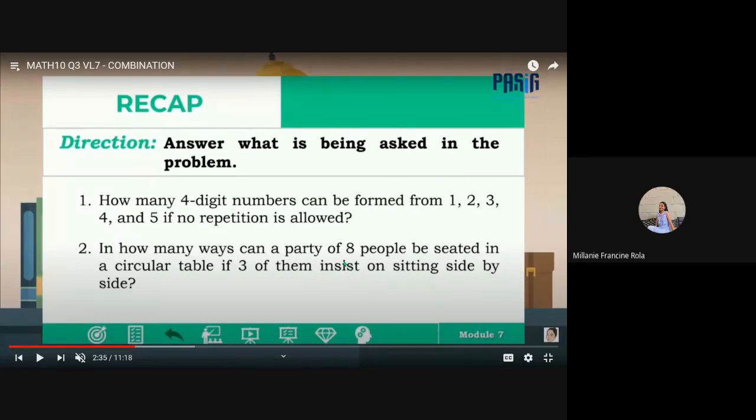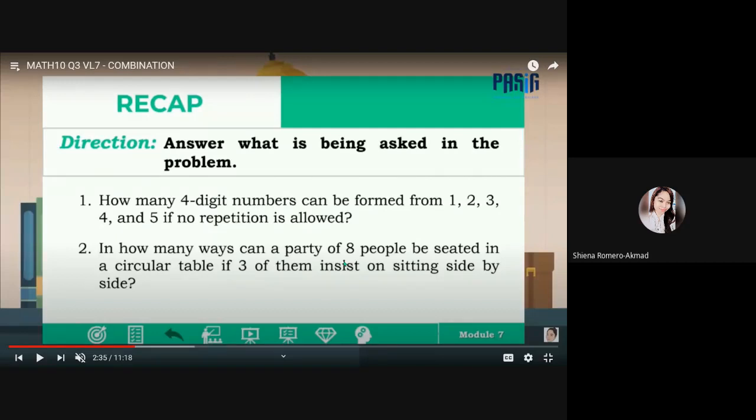Pagtatabihin-tabihin. O, anong gagawin natin dun sa tatlo kung pagtatabi-tabihin natin sila? Minus, ma'am. Anong ima-minus po? Di ba i-consider natin sila as 1? Kung gusto nila magkakatabi, we will consider them as 1. So yung natitirang 5 plus 1, kasi yung tatlo, they insist on sitting together. So 5 plus 1, that would be 6.